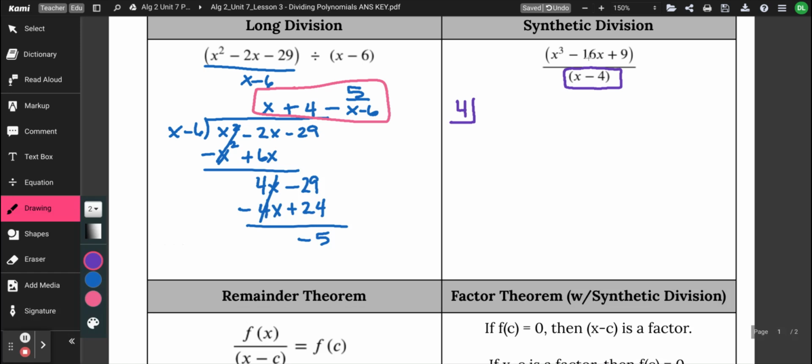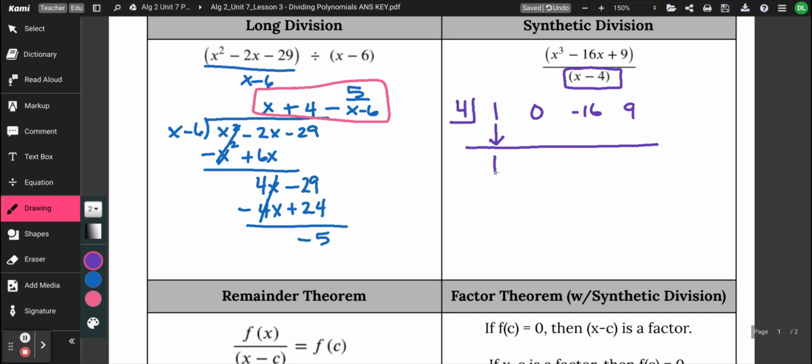And then we're going to write all of our coefficients in descending order, and we have to fill in zeros for the ones that are missing. So x to the third is 1, x squared is a 0 because it's not here, x is a negative 16, and x to the 0 is positive 9. Okay, and then remember we drop down this first term and leave it where it is. And then we're going to multiply the diagonals and then add on the vertical.